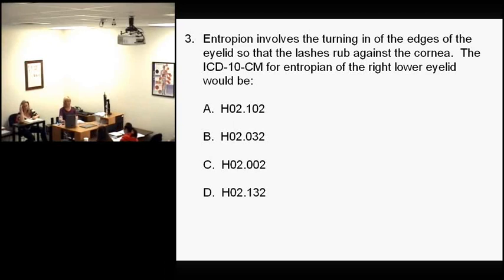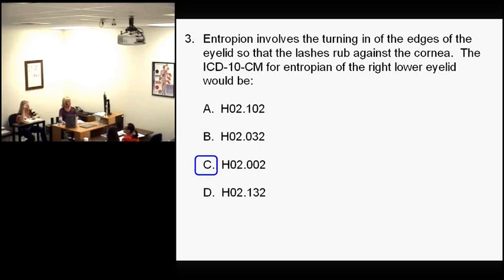Got it? What did you say lagophthalmos means? It means you can't close your eye. Or be from swelling. Ready? Okay. Should be C. So we're all good there?